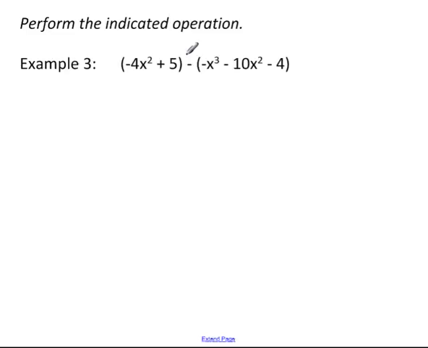So here's example 3. I think you guys can give that a try on your own. Make sure you take care of that. Change your signs over here and make sure only like terms get combined. Good luck.